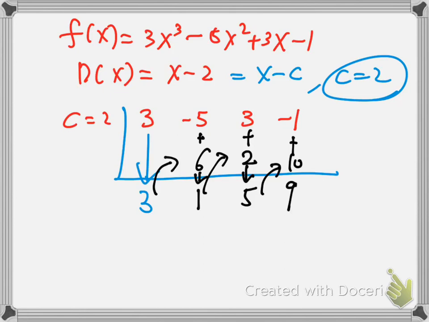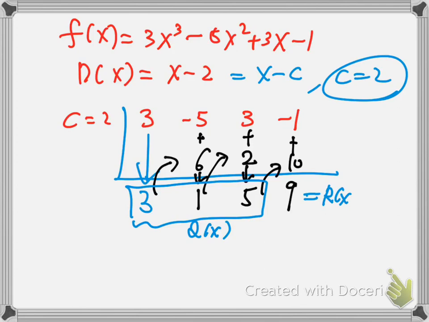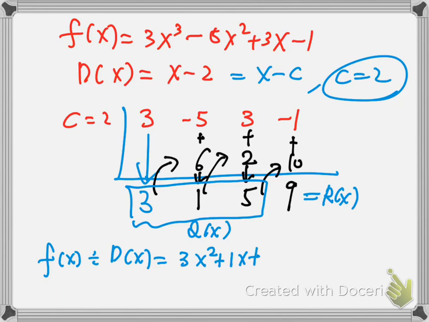Now we have two parts in the answer. The first three numbers are for q(x), and the number 9 is the r(x). So the answer for this division, f(x) divided by d(x), is the quotient 3x squared plus 1x plus 5, with remainder 9.